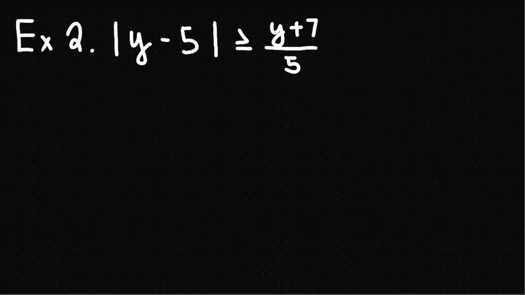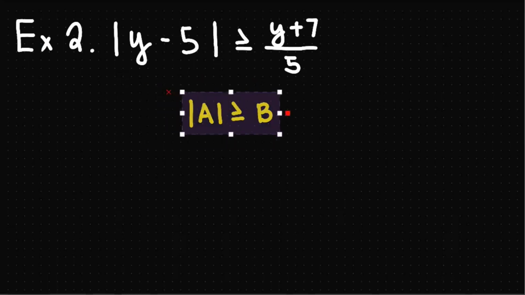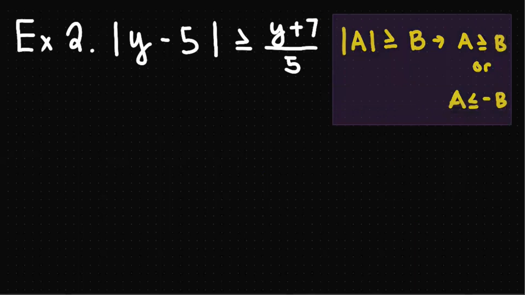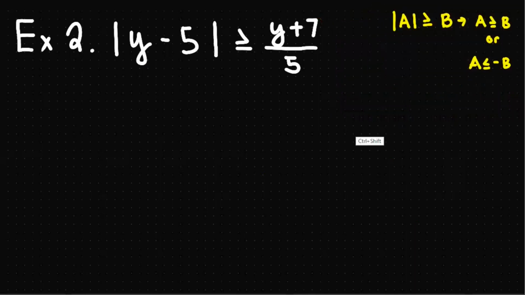Let's have this next example. Again, take note that this form is the absolute value of A is greater than or equal to B. In this case, we have greater than but with an equal sign. So we know that this would be split into A is greater than or equal to B, or A is less than or equal to negative B. Now we solve this problem.